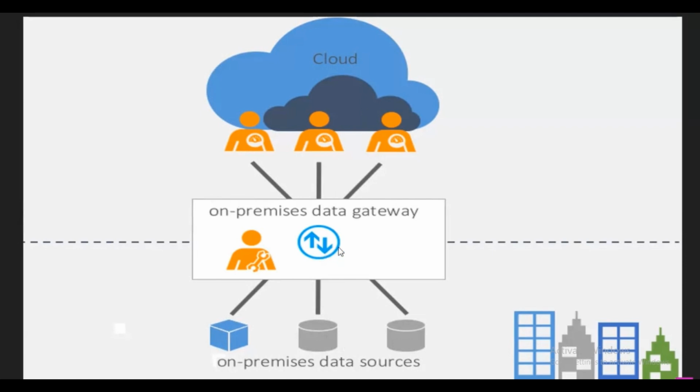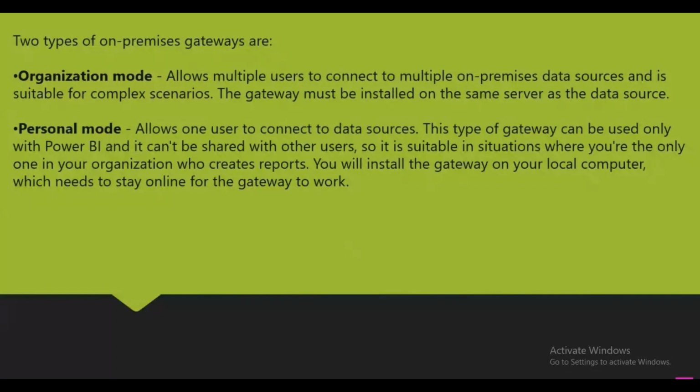Okay, so great. Let's move ahead. So when we talk about this on-premises data gateway, we have two types of gateways available. The first one is the organization mode, and the second one is personal mode. In this course, we will be using personal mode because we are working on a single user basis for this demo purpose.